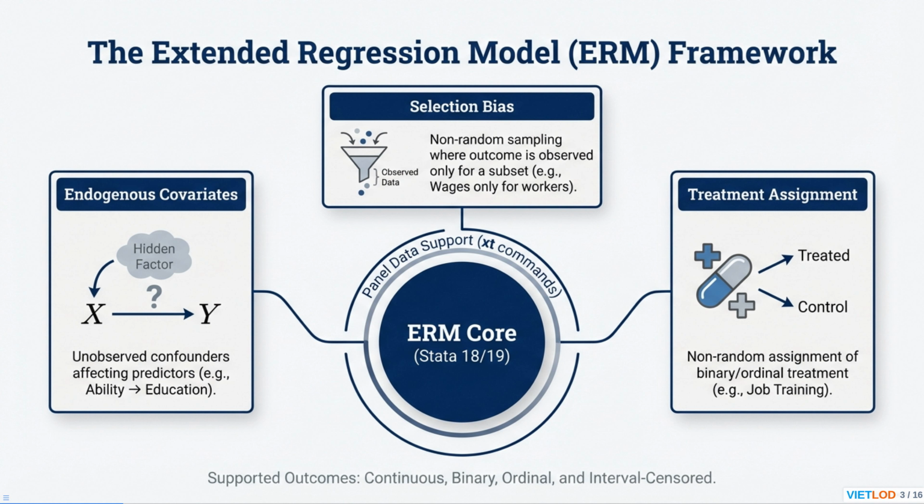Second, selection bias, which occurs when outcomes like wages are only observed for a nonrandom subset, such as those currently employed. Third, treatment assignment, which accounts for the nonrandom assignment of individuals into groups, like a job training program. Finally, notice at the bottom that the ERM framework is highly versatile, supporting continuous, binary, ordinal, and interval-censored outcomes.